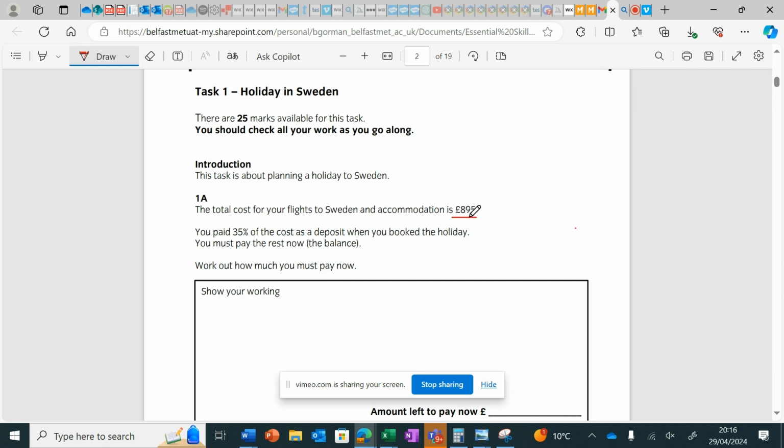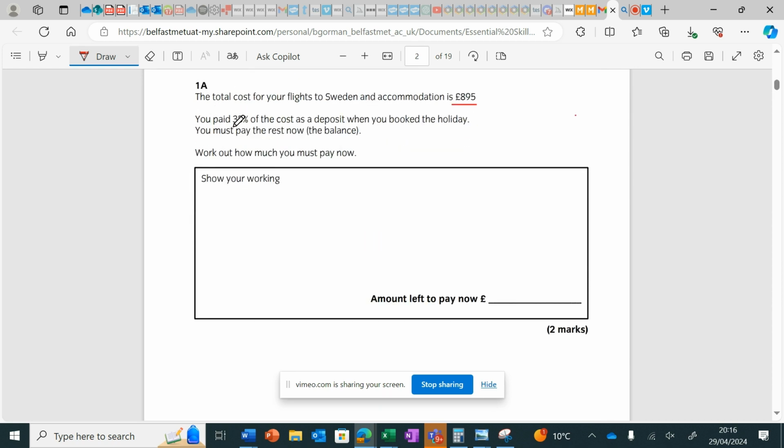So people are going to Sweden and they have to pay 35% of the cost as a deposit. Well, the cost is 895. To work out 35%, we divide by 100 and we times by 35 to work out how much money they put down as a deposit. So to do that, we'll jump on the calculator here. I'm going to do 895 divided by 100 times 35 to work out 35%, and we get £313 and 25 pence.